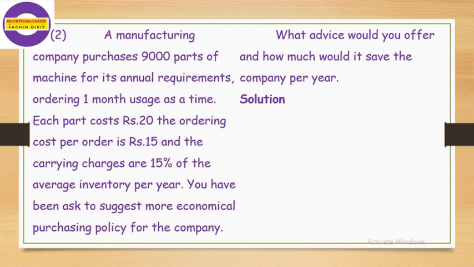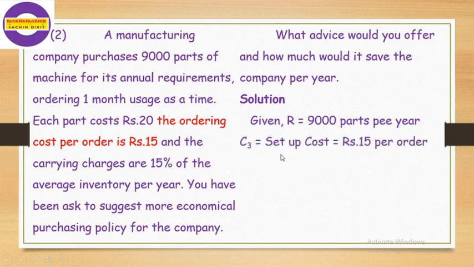Here, observe the term: the manufacturing company purchases 9,000 parts of a machine for its annual requirements. That means the given rate of demand R is equal to 9,000 parts per year. Similarly, again observe the statement: ordering cost per order is rupees 15. So we get C3, the setup cost, is equal to rupees 15 per order.